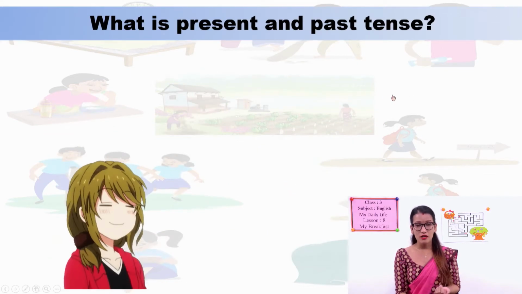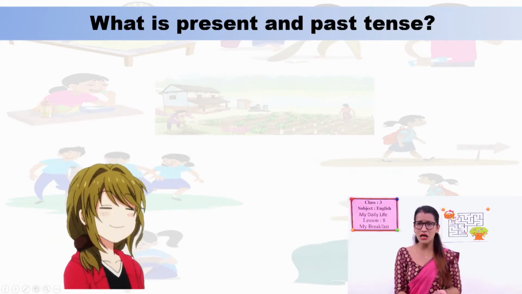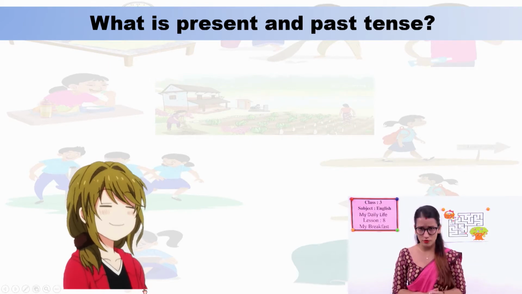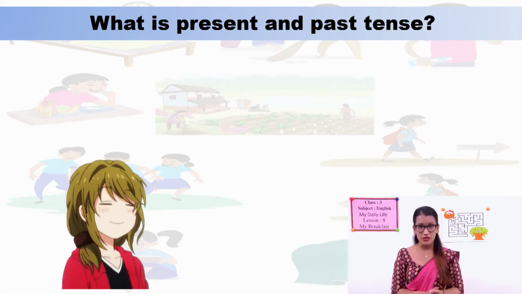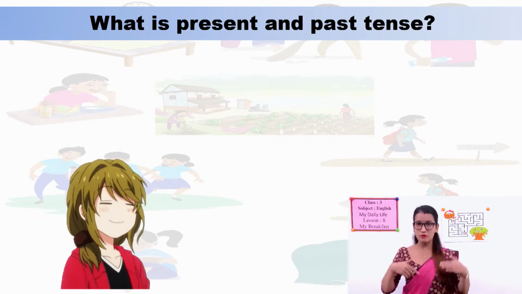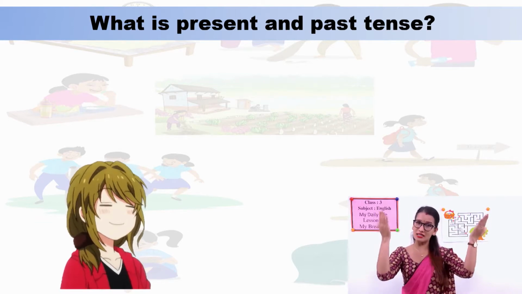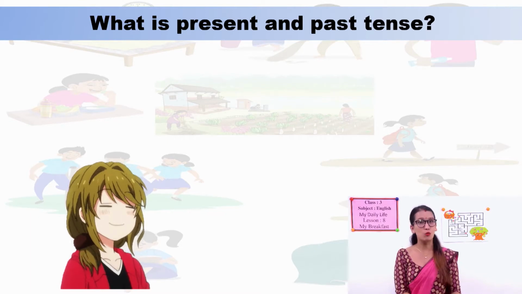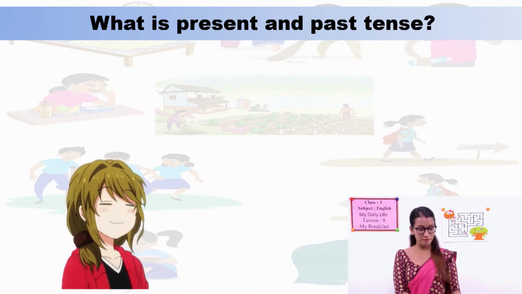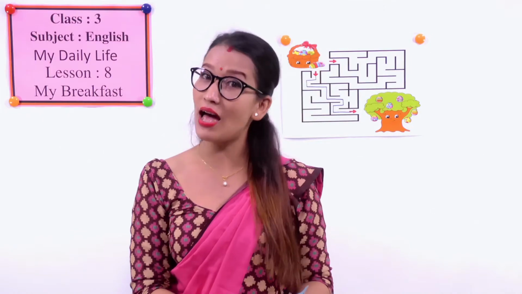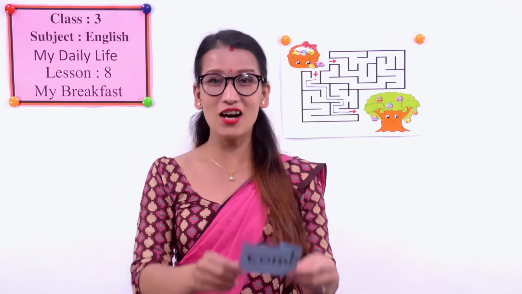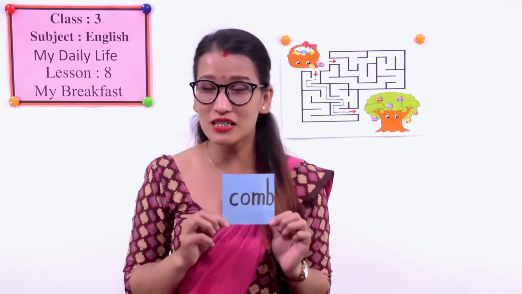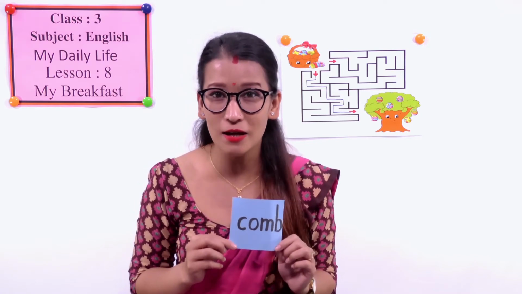Okay. Here. What is present and past tense? We don't know what is present and past tense. Yes. First of all, we need to think what is present, what is past. Yes. Okay. But before that, I will show you some words. Are you ready? Are you ready to see the words in my hand? Yes. Okay. Look at it. What is the word? Can you pronounce the word?